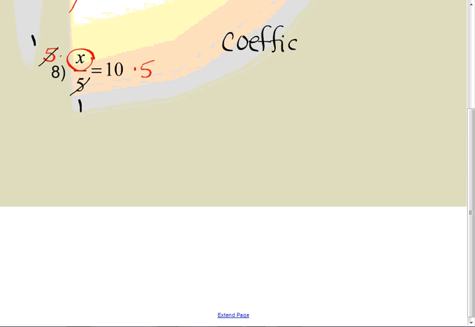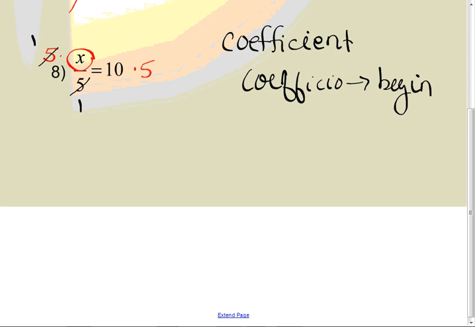Comes from the Latin, which is coefficio. That's an E. I can write. See, I've even forgotten how to write on my smartphone. Which means to begin. A lot of words come from Latin. It saved me a lot.